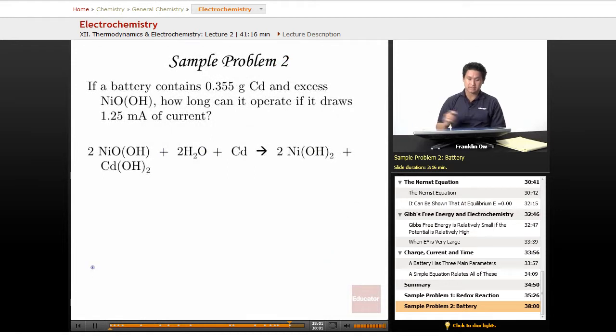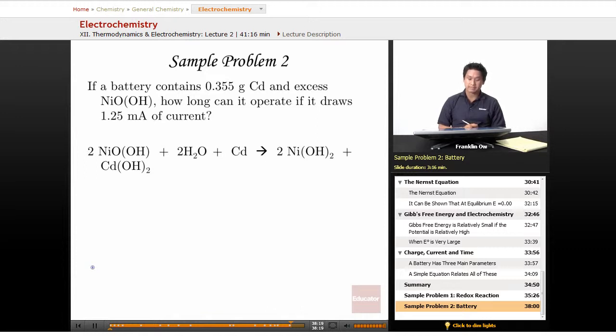Example problem number 2. If a battery contains 0.355 grams of cadmium and excess nickel oxide hydroxide, how long can it operate if it draws 1.25 milliamps of current? And you're given the balanced redox reaction below.